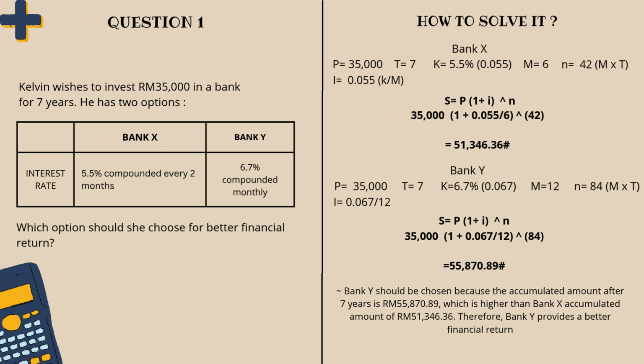This gives us an N value of 84 from 12 multiplied by 7 years. Using the same formula, we substitute the numbers to get 35,000 multiplied by, in bracket, 1 plus 0.067 over 12 to the power of 84, which results in RM55,870.89. In conclusion, Kelvin should choose Bank Y because it provides a better financial return compared to Bank X.